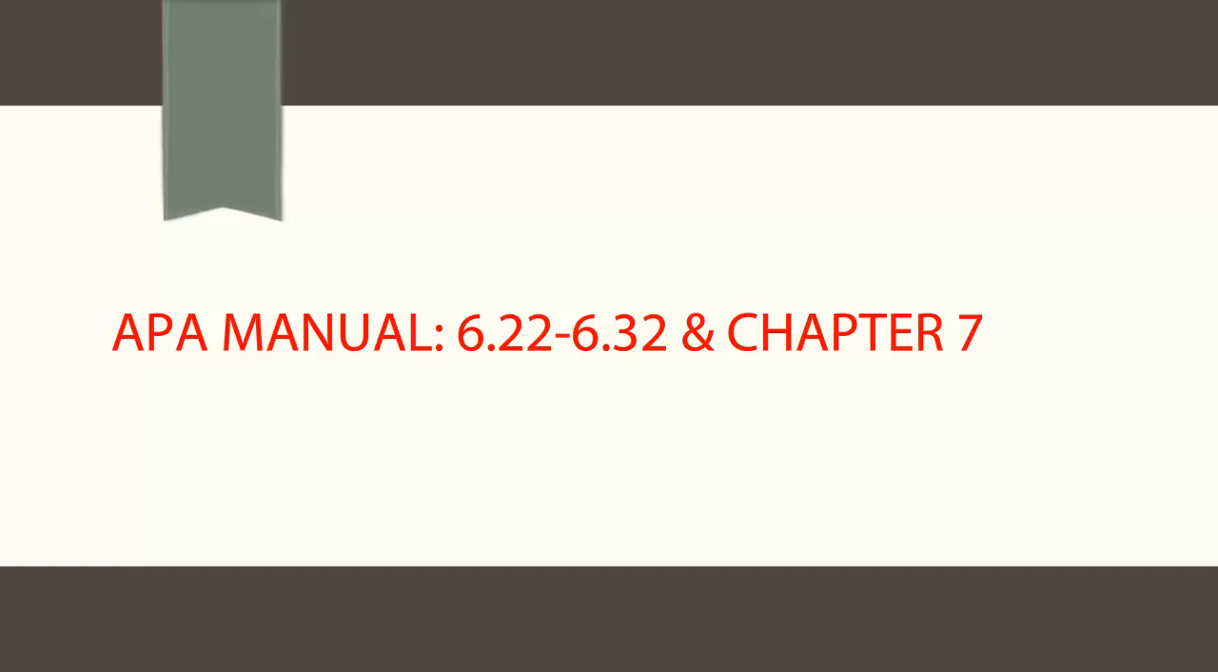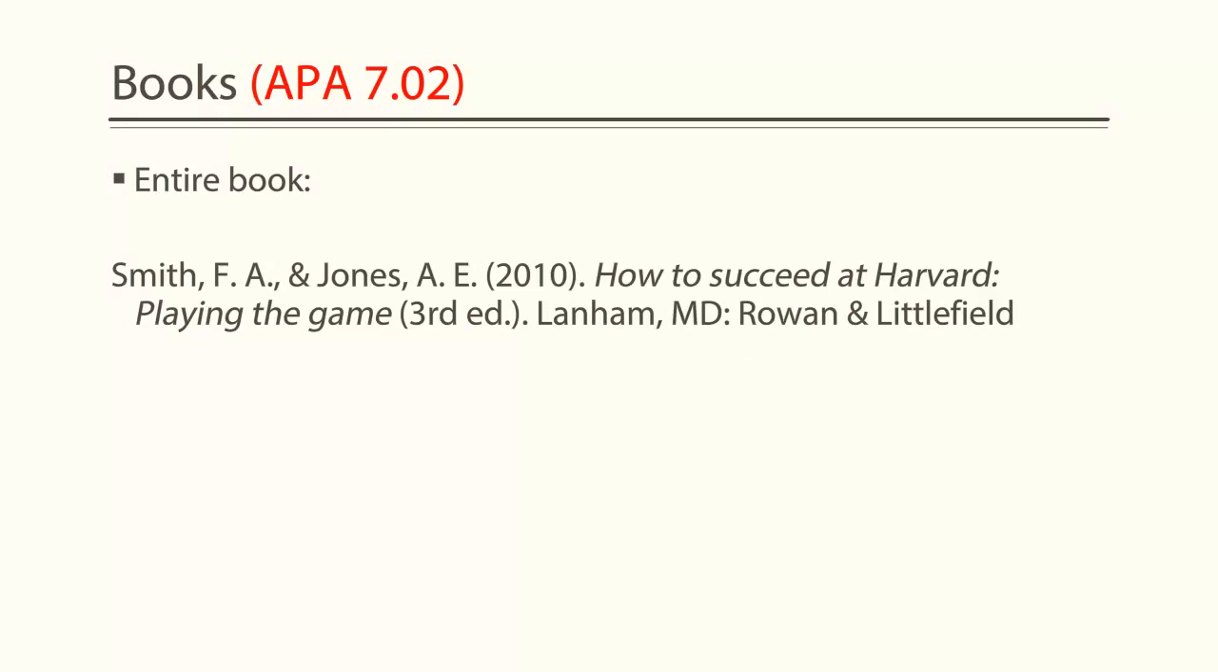Chapter 7 contains many more types of sources with examples, and this chapter will most likely be the part of the manual you refer to most often. The important thing to remember is that you check the APA manual to ensure your references page is accurately formatted. Here is a citation for a typical book.